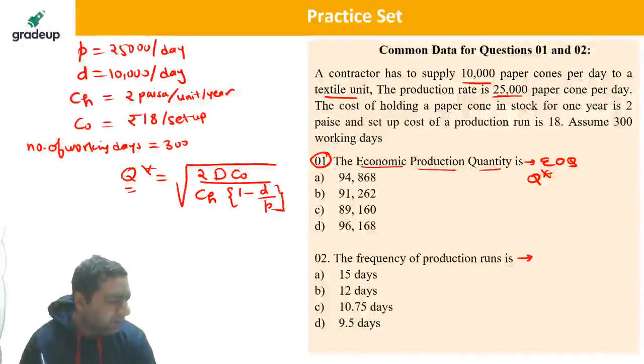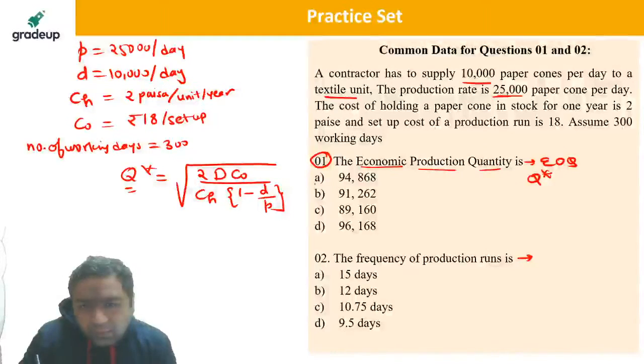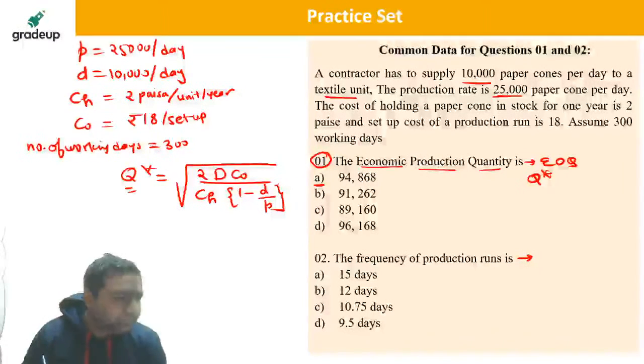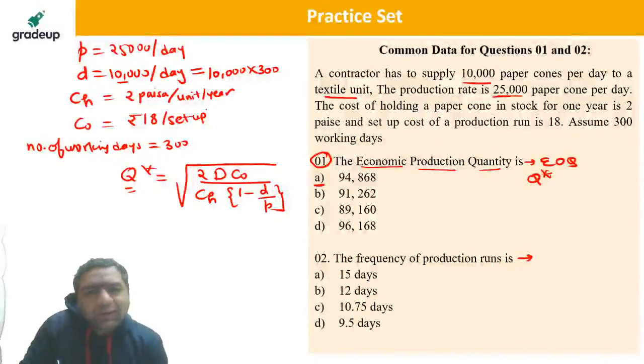Gaurav Vajpayee has answered it, and Gaurav, your answer is very much correct. So when you put this in, demand per day is given. If you want to find the annual demand, it will be multiplied by 300, so 10,000 into 300. And you know that 18 is the setup cost. It is 2 paisa per unit per year. You can convert it into rupees and put the value.